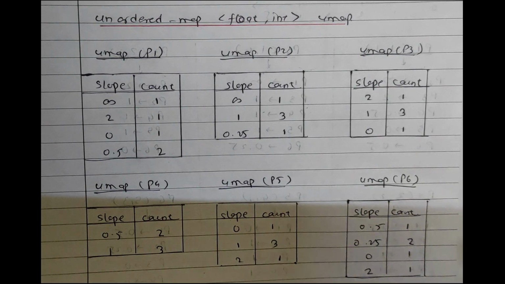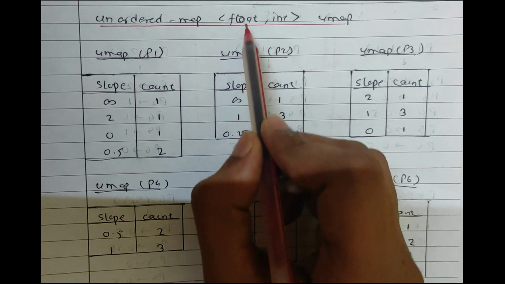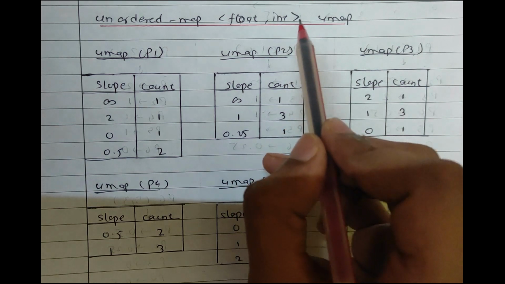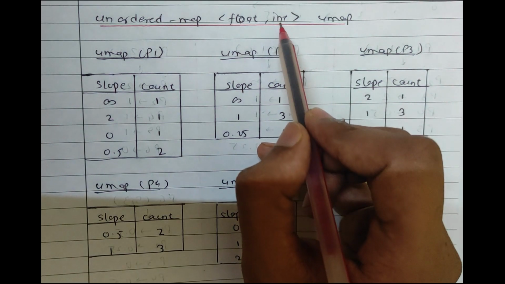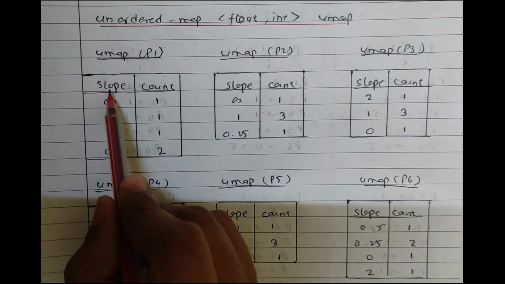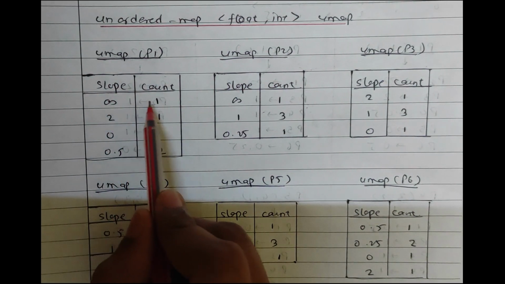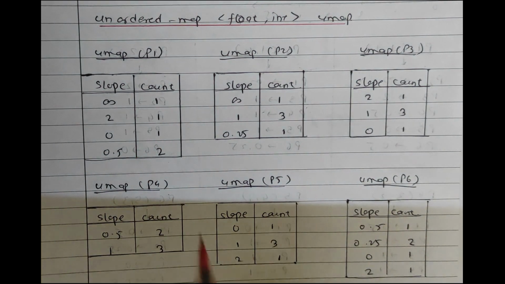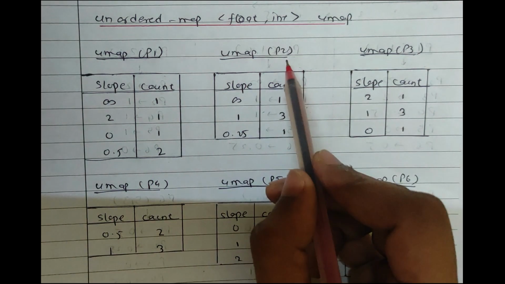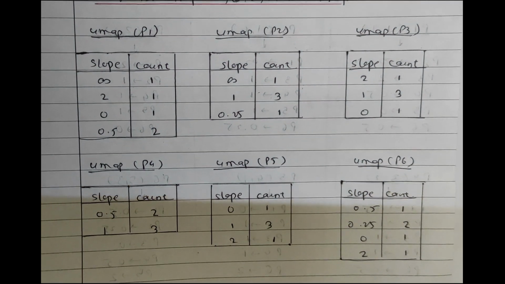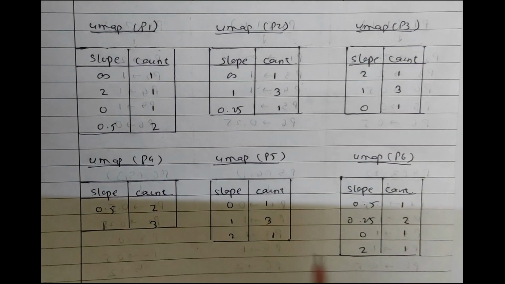In that, we use an unordered map with float as the key, and an int as the counter of that slope. So the umap for point 1 is slope and count. Infinity is occurring 1 time and 0.5 slope is occurring 2 times from P1. For P2, slope 1 is occurring 3 times, and so on.